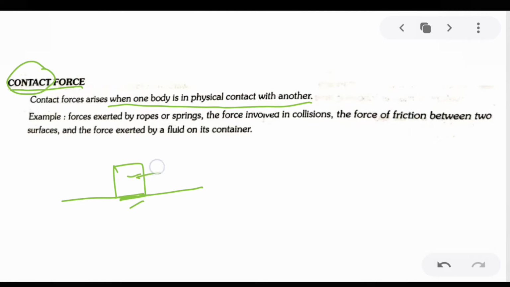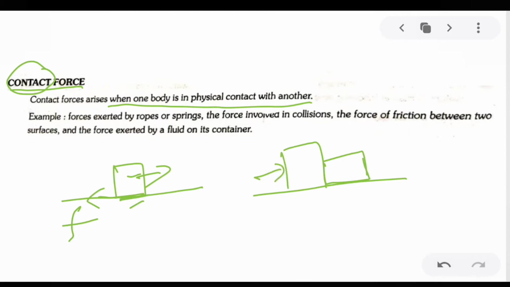If the body moves in the forward direction, there will be a friction force acting in the backward direction. Similarly, suppose you have one block and another block, both in contact. If you apply a force on the bigger block, there will be an interactive force between the bigger block and the smaller block. Again, the two blocks are in contact, so the force that arises at the point of contact is the contact force.